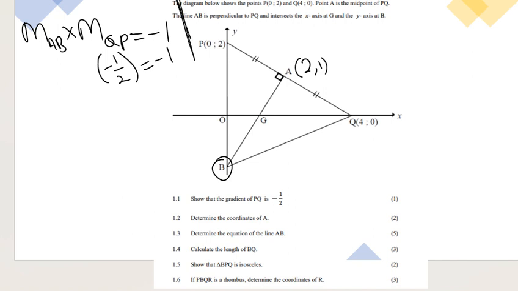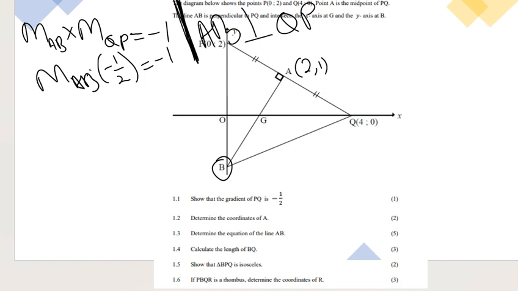Why? Then please do give a reason for this. Don't just write this down. You have to reason that AB is perpendicular to QP or PQ. It really doesn't matter in maths. So -1/2 times MAB equals -1. Then dividing by -1/2 on both sides, we get MAB equals +2. So the gradient of this line is equal to +2.